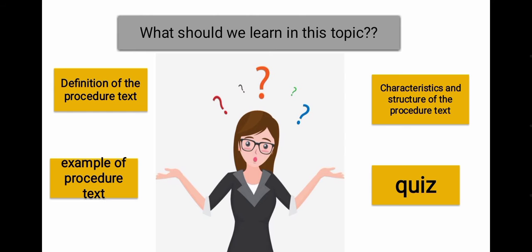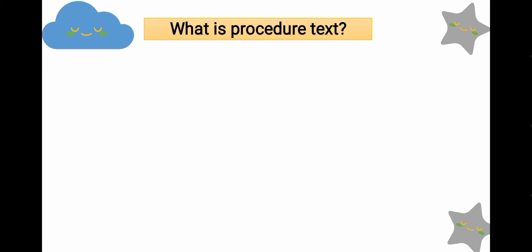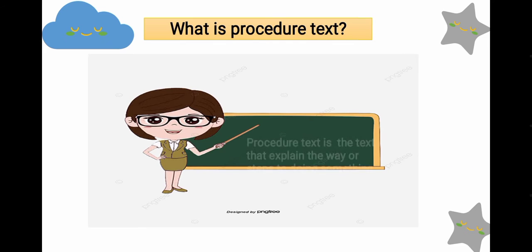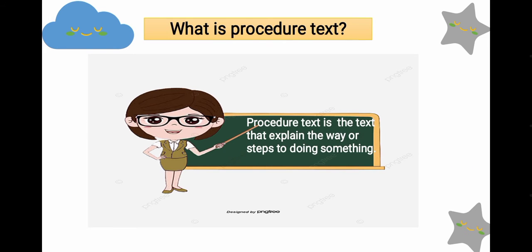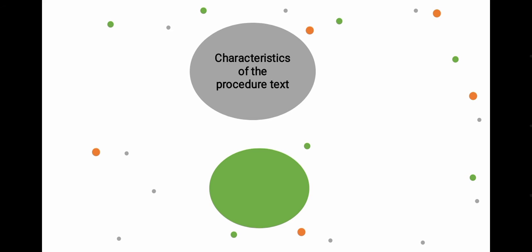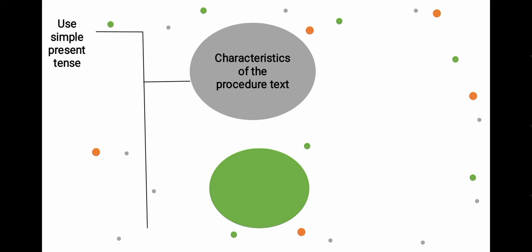Okay, the first one we are going to discuss is the definition of procedure text. What is procedure text? Procedure text is the text that explains the way or steps to do something. And then we can see what the characteristics of the procedure text are. The first one is using simple present tense.